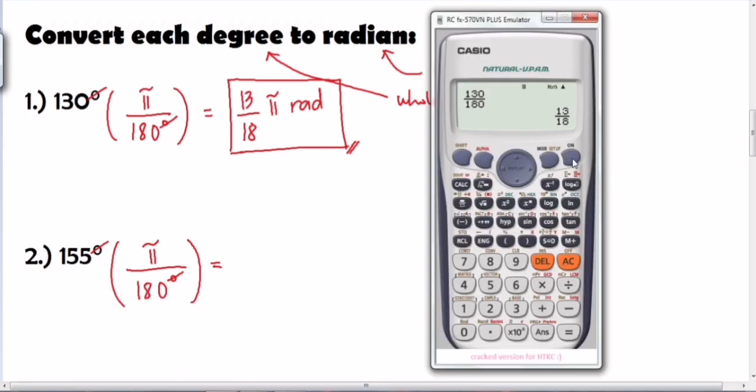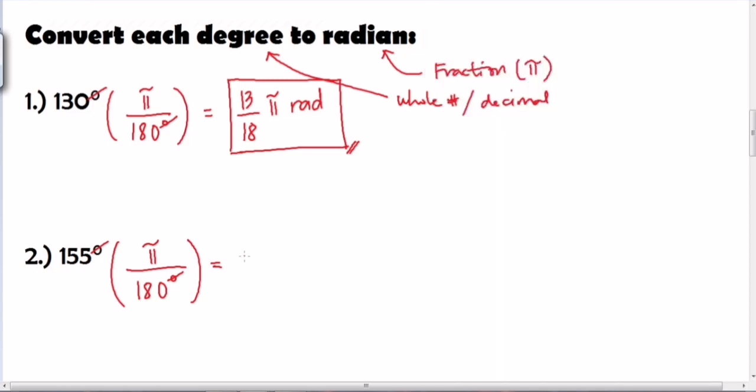So, we will have 155. Pindutin lang to. If you're using this calculator, medyo madali siya. Kasi, ayan, pipindutin nyo lang na ganyan. So, lalabas yung simplest form niya ng fraction na yon. So, this one is 31 over 36. And then, you just include the pi na nasa numerator, tapos pi rad. Okay? So, the answer is this one.